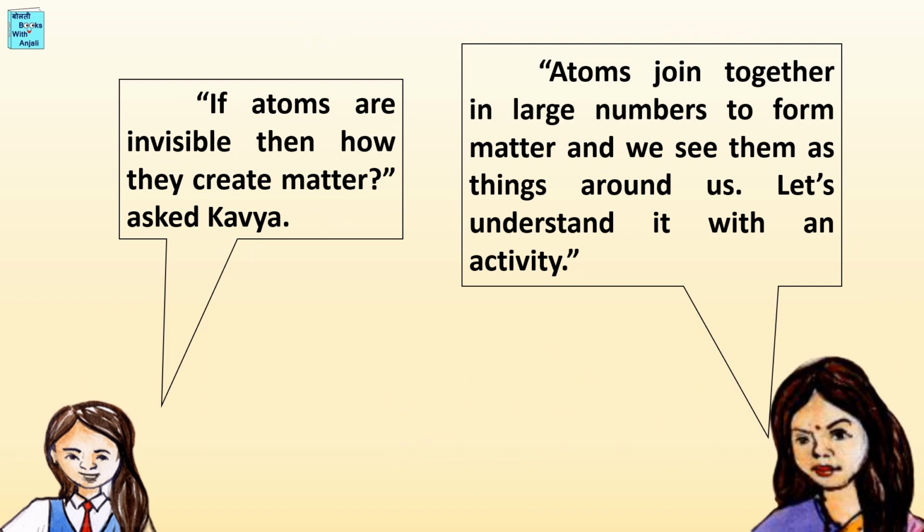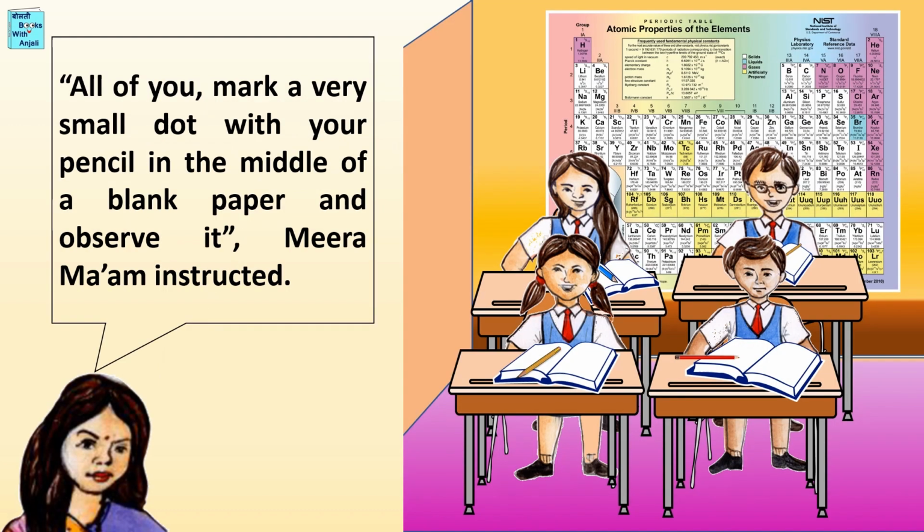If atoms are invisible, then how do they create matter? asked Kavya. Atoms join together in large numbers to form matter, and we see them as things around us. Let's understand it with an activity. Meera ma'am instructed all of you to mark a very small dot with your pencil in the middle of a blank paper and observe it.